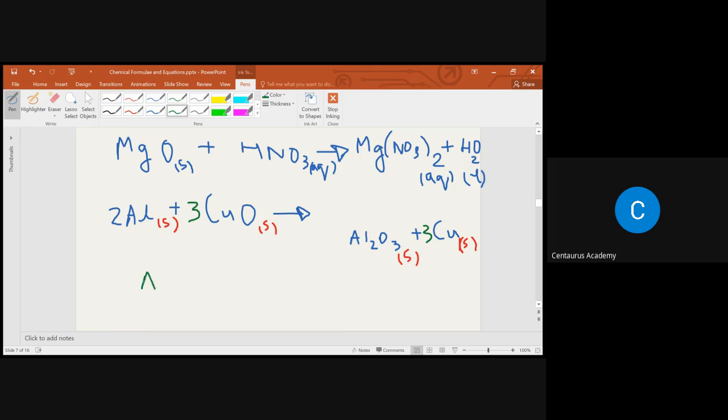Okay, look at one more. Aluminium burns in chlorine. What should I write as a symbol for chlorine? The symbol for it. Cl, and it is a diatomic molecule.